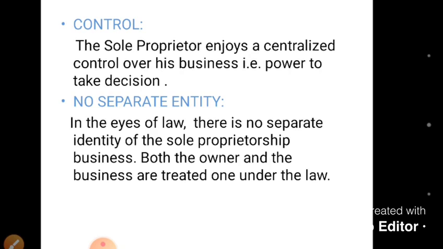No separate entity. In the eyes of law, there is no separate identity of the sole proprietorship business. Both the owner and the business are treated as one under law.